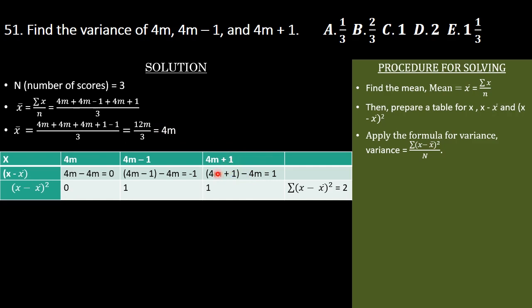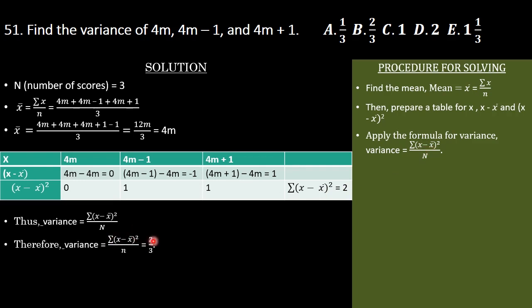X minus mean squared. 0 squared is 0. Minus 1 squared is 1. 1 squared is 1. The summation of (x minus mean) squared is equal to 2. Now let's apply the formula for variance. Summation of (x minus mean) squared over n is equal to 2 over 3.